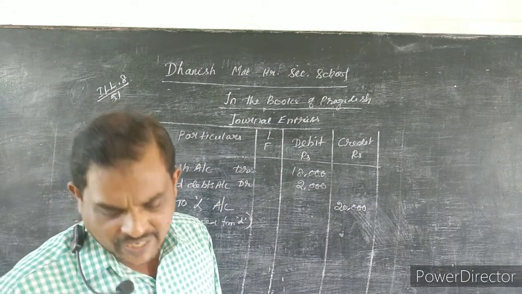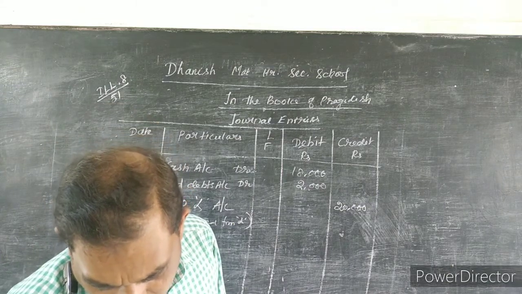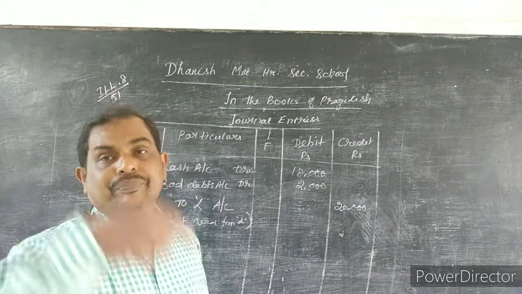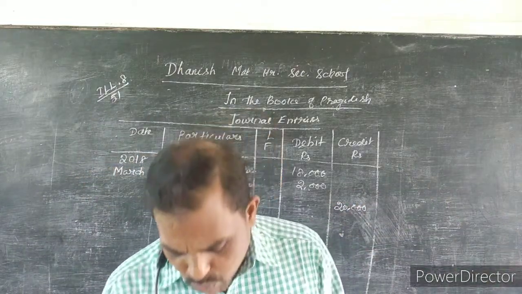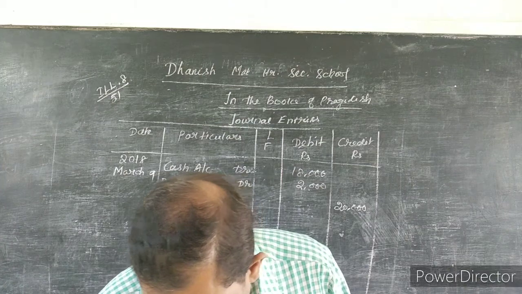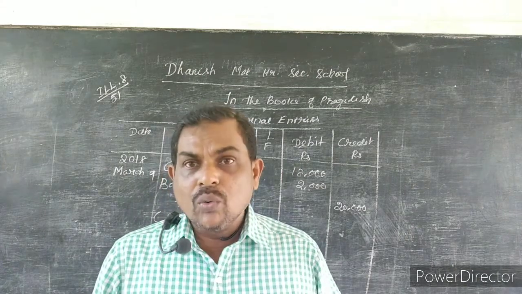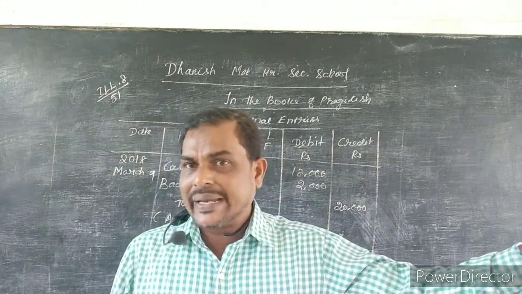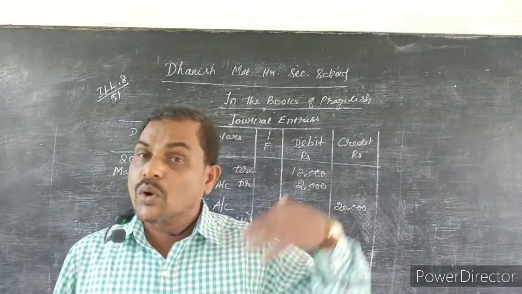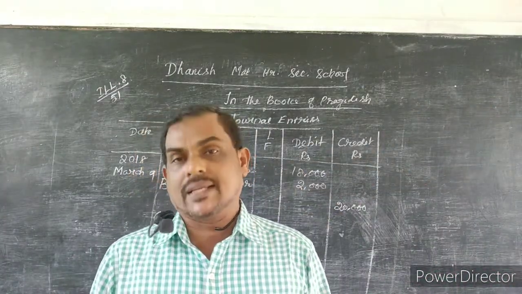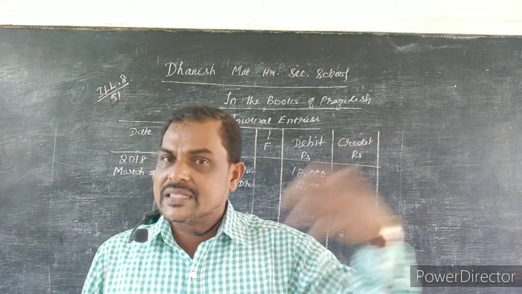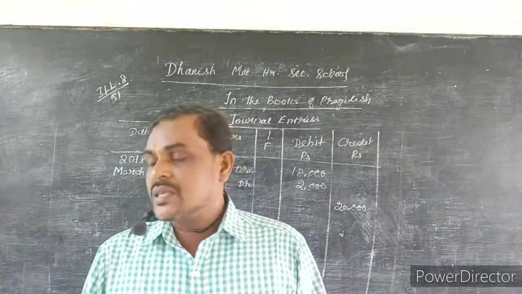The last journal entry is the 10th. Goods returned by M. I sold goods to M for the value of 40,000. Now M is my debtor and he is returning the goods. I sold the goods, and now they come back to me, which is called sales return.